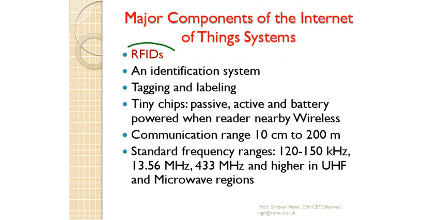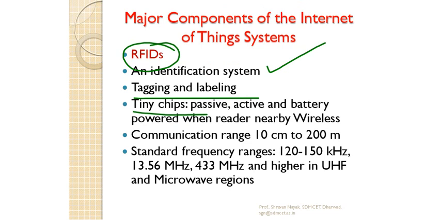Under this we have another important thing, RFIDs, radio frequency identification devices. Basically it is an identification system, right? So RFIDs are basically confined to identifying something. I have given you the examples of the tigers, of inventory control, right? Tagging and labeling. I have given you the examples of how Amazon or Flipkart or Snapdeal tracking takes place. So tagging and labeling, tiny chips. These are the tiny chips.